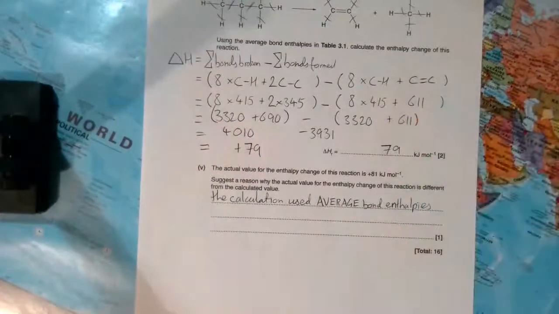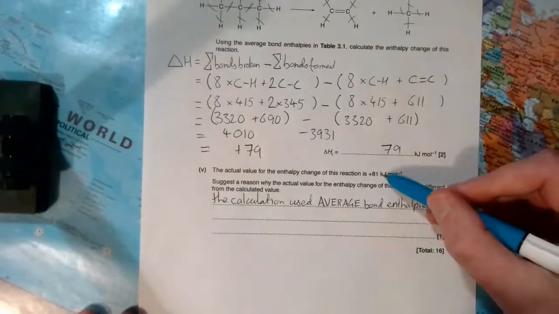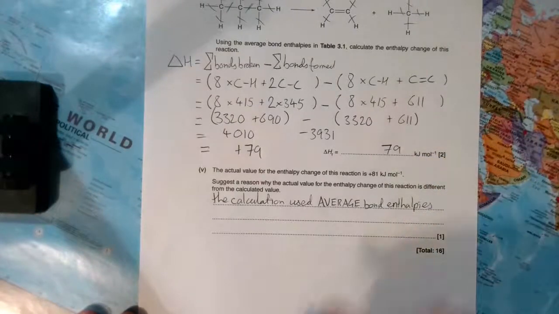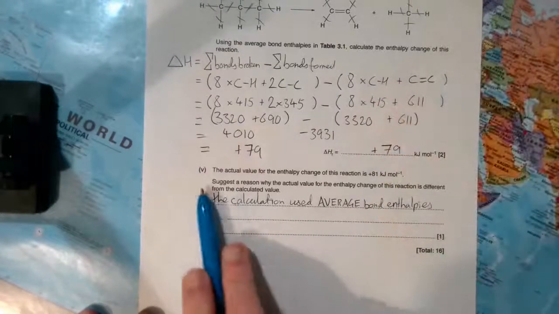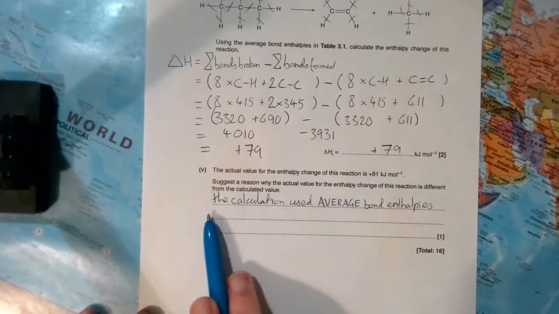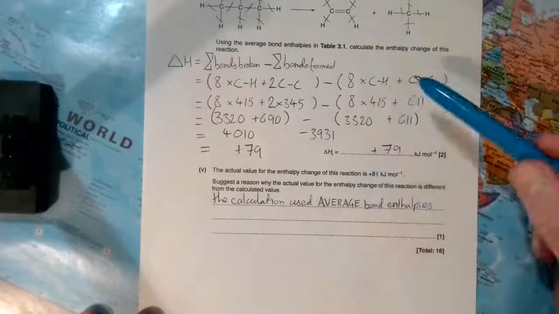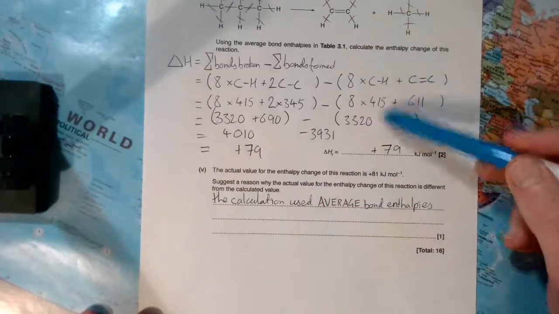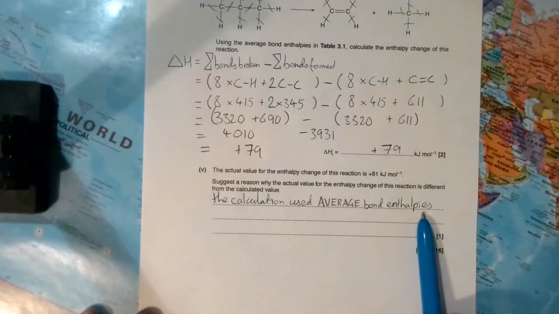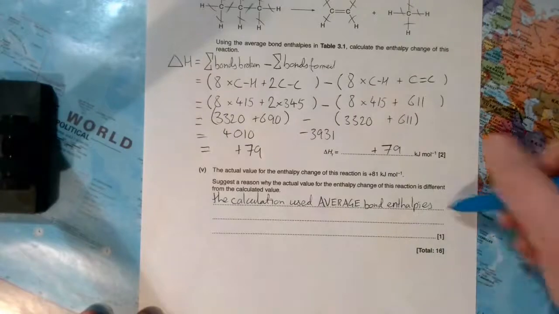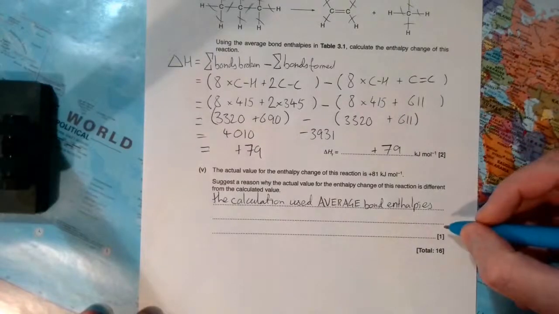And that kind of leads in to the final part of this question. The actual value is plus 81. It's not that 79 that we just calculated. Suggest a reason why the actual value is different from the calculated value. So what you have to remember from the course is that all of these numbers are the average bond enthalpies, and make sure you write that in. However, that's where most people stop and they wouldn't get the mark.